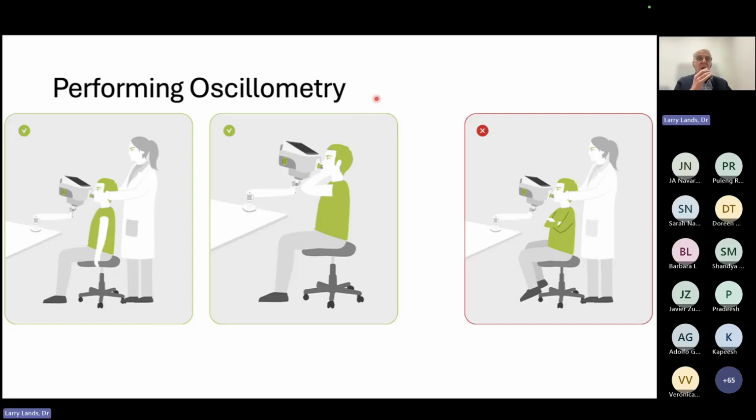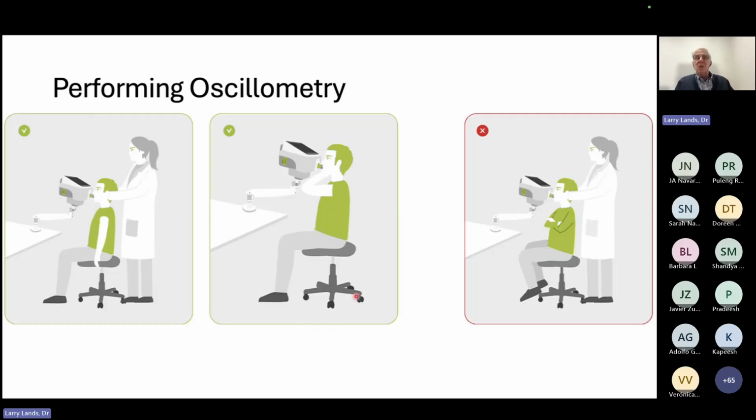So how to perform oscillometry? The cheeks need to be supported. I'm not sure why both the subject and the technician look angry, but the cheeks do need to be supported either by the technician or by the subject themselves. It's important that the subject is relaxed.